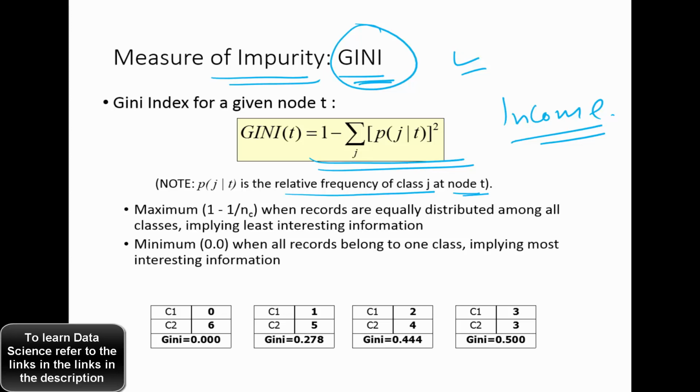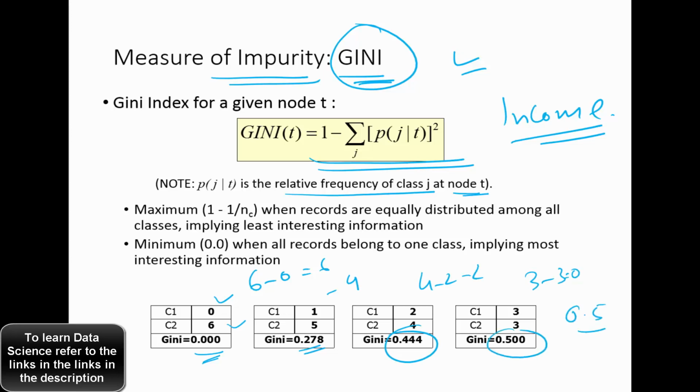So here is an example. We have got C1 and C2. C1 is 0 and C2 is 6. So these are two nodes. Gini in this case is 0, and that's the best classification because the difference is more. 6 minus 0 is 6, so the difference is more and Gini is less. Here the difference is less, 5 and 1, so the difference is 4, so Gini is higher now. Here the difference is even less, 4 minus 2 is just 2, so Gini increases. And here the difference is nothing, 3 minus 3 is 0, so Gini is 0.5.